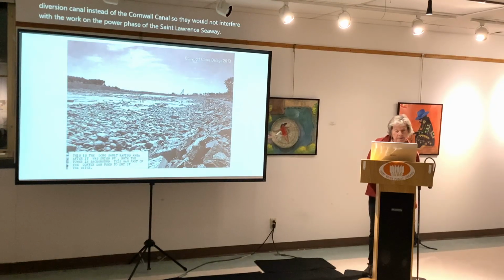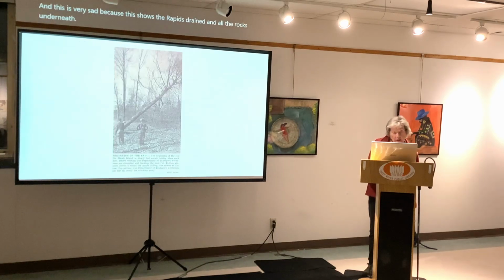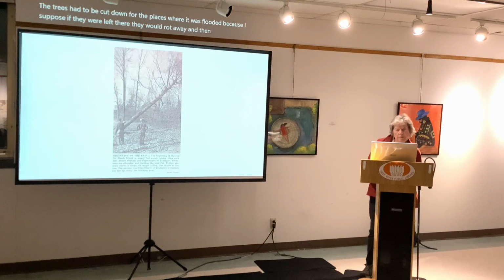And this is very sad because this shows the rapids drained and all the rocks underneath. The trees had to be cut down for the places where it was flooded because I suppose if they were left there, they would rot away and then they would probably float up and be a hazard to the shipping. So they had to cut down all these trees. So this shows some of them being cut.